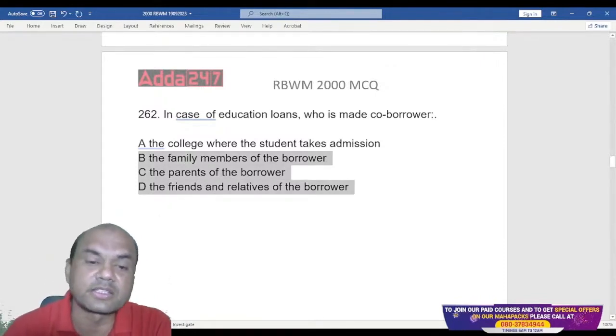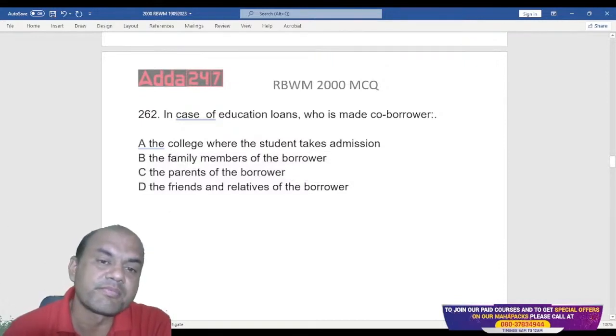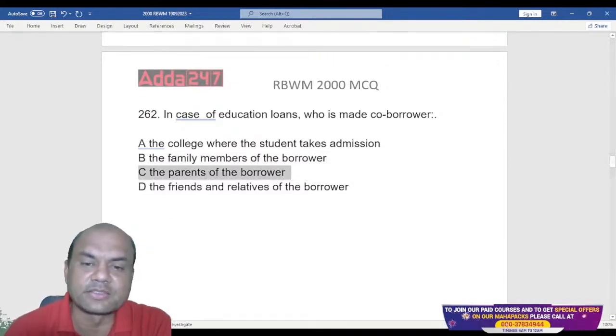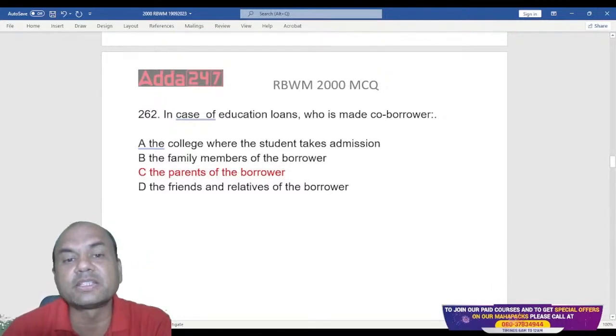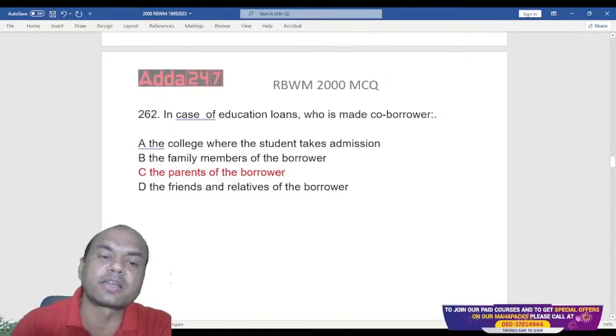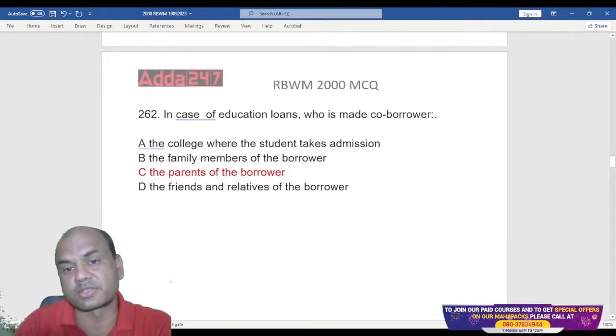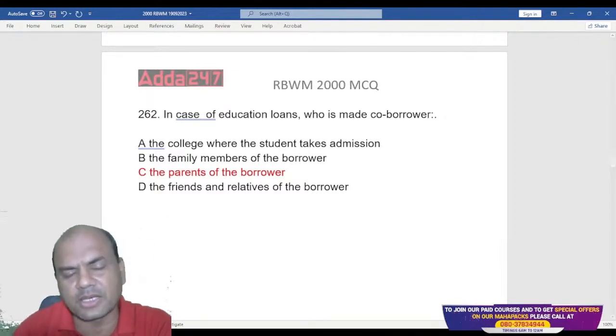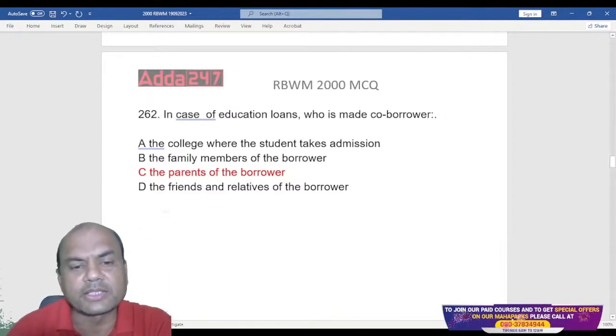But what is the correct answer then? The correct answer is this, parents. Parents of the borrower means the parents of this student. Parents of the student are taken as the co-borrowers. Always remember this. Generally, the parents are taken as co-borrower.